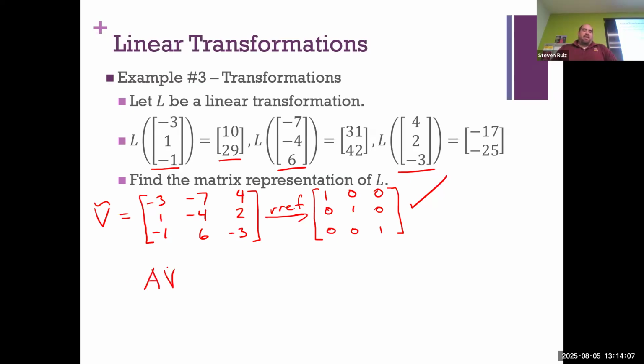So we just talked about this, that AV tilde is equal to this matrix, if I stitch together all these columns, T V1, T V2, T V3.